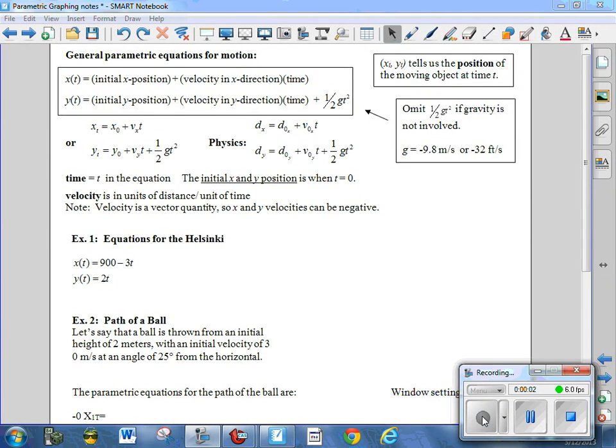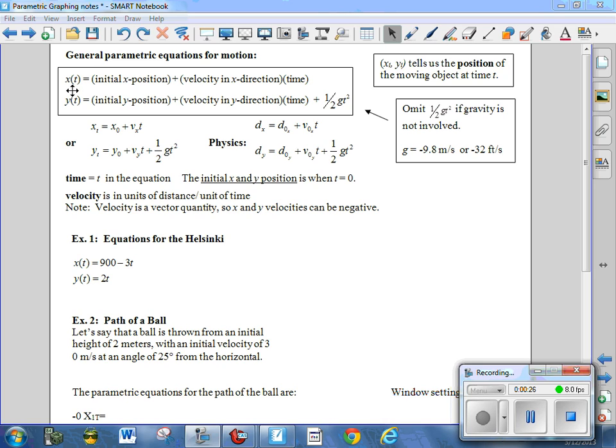This is page 4 of the parametric equation notes, and this is using general parametric equations for motion. We did this with the ships in the fog problem, but we're going to look at a more general sense, because motion can also represent motion of something thrown into the air, for example, as well as motion traveling across the ground. So in general, the equations for motion are shown in this box here.